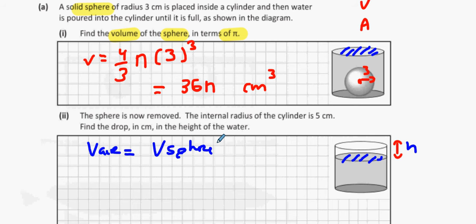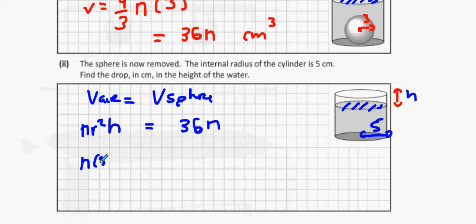Okay? So what we're going to say is volume of air is pi r squared h. Why did I use pi r squared h? It's in the shape of a cylinder. Do we know the radius of the cylinder? Yeah. What is it? 5. Right. So pi times 5 squared times h equals 36 pi.